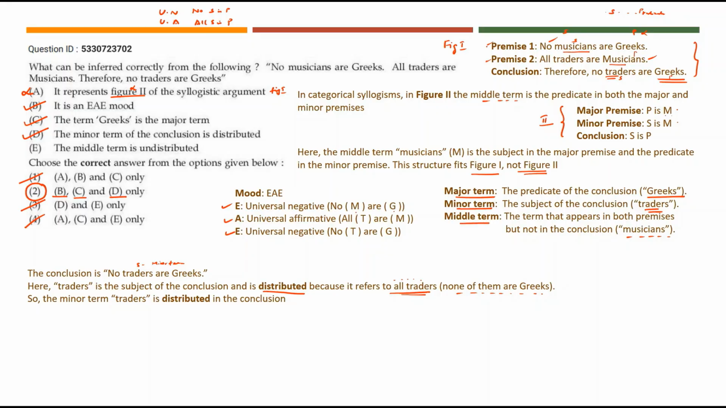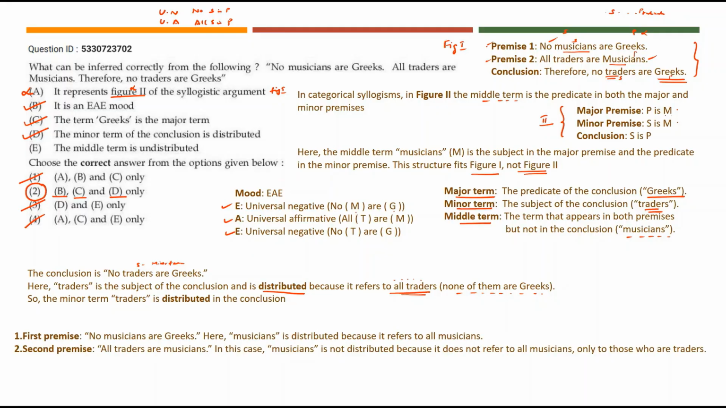Musicians is the middle term. Let's take the first premise. No musicians are Greeks. Here musicians is distributed because it refers to all musicians. So it is distributed here. Now we will check the second premise.